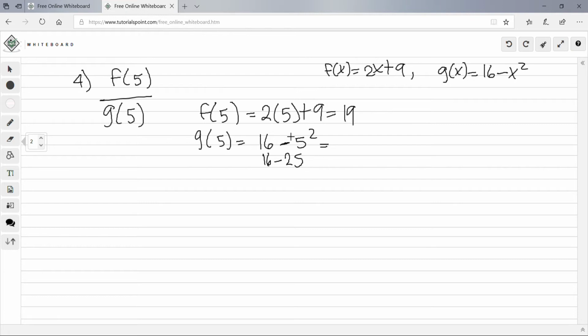So what would that be? That would be -9. Okay, so now we know our values. We said that f of 5 is 19, divided by g of 5, which is -9. So that should be your final answer.